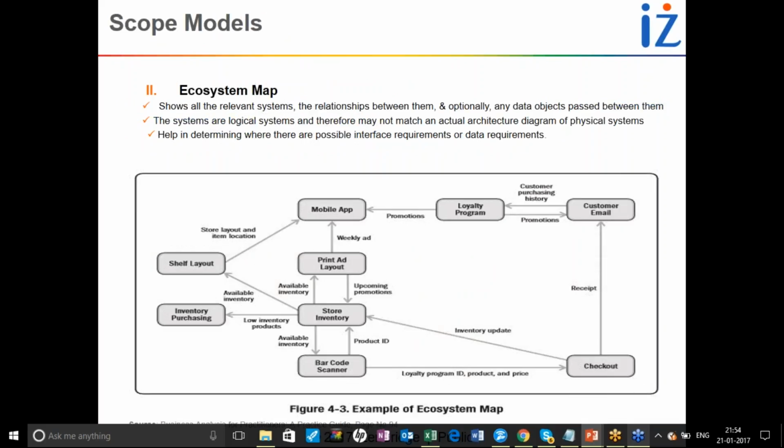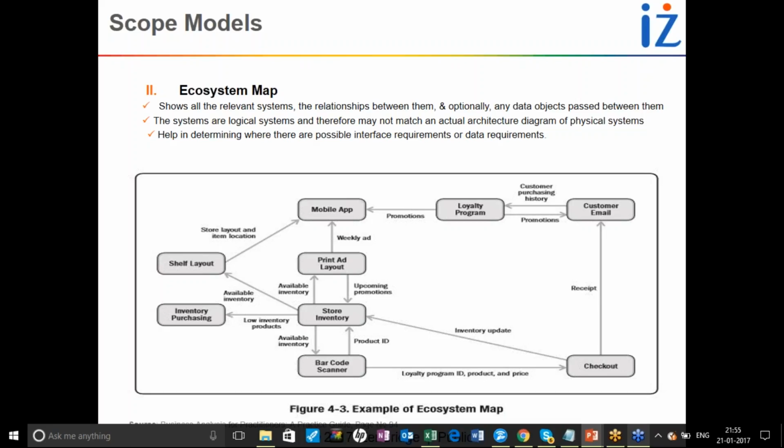Ecosystem map. Here your focus is to know what all systems are involved in your scope or in your project boundary. Here you are exploring the ecosystem of your solution, meaning internal and external. Ecosystem includes all the systems which are internally directly related to your system, or systems which are externally accessing your solution.